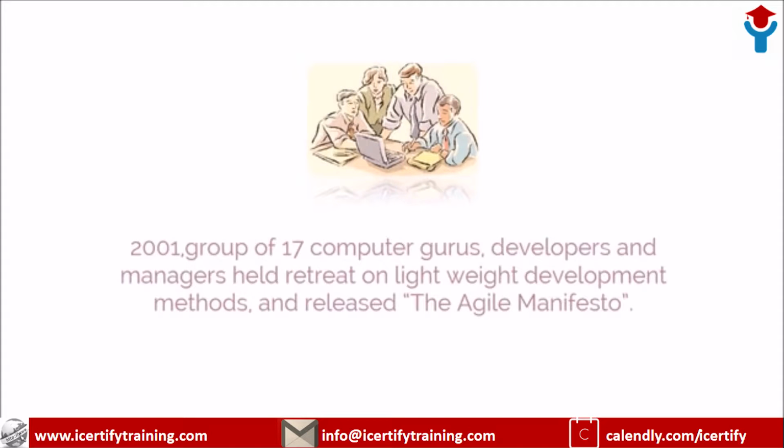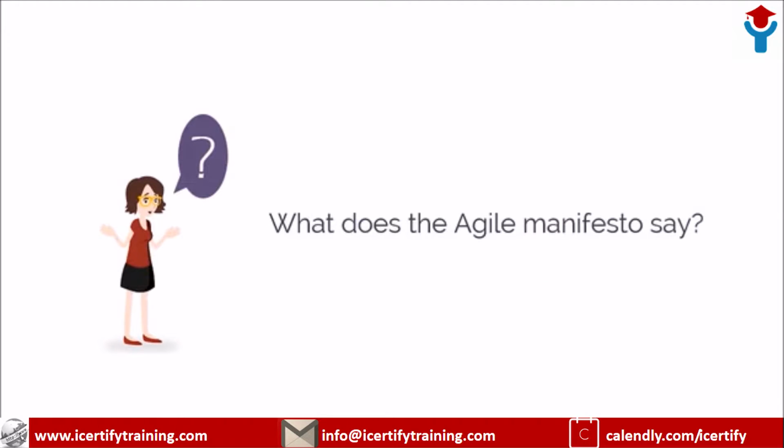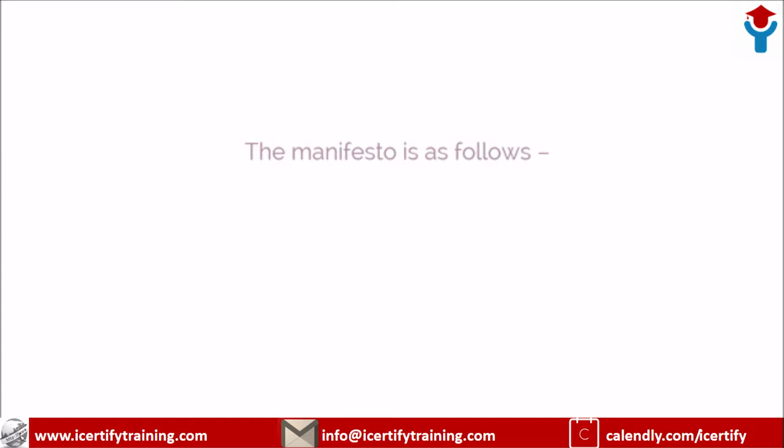In 2001, a group of 17 computer gurus, developers, and managers held a retreat on lightweight development methods and released the Agile Manifesto. This was developed mainly as a tool to establish basic guidelines for any Agile methodology. Okay, so what does the Agile Manifesto say? The manifesto is as follows.